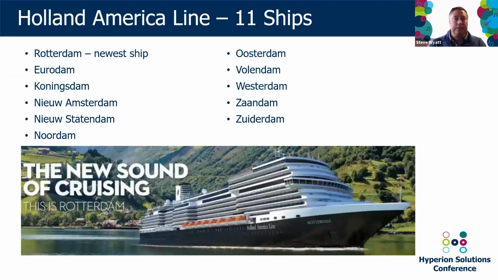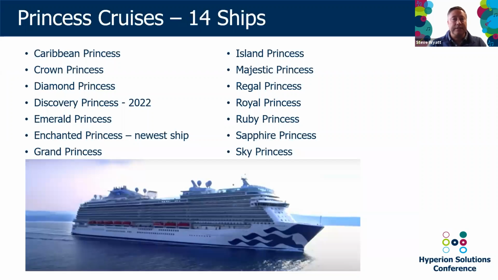Next slide, please. So next couple slides, just a couple of words about individual brands within our brand group. Holland America Line is made up of 11 ships. Rotterdam is the newest ship. That's a picture of the Rotterdam, and I won't read all these other ships. Next slide, please. This is Princess Cruises and all the ships for Princess. The newest ship is the Enchanted Princess, which that's a picture of, and the Discovery is coming next year.